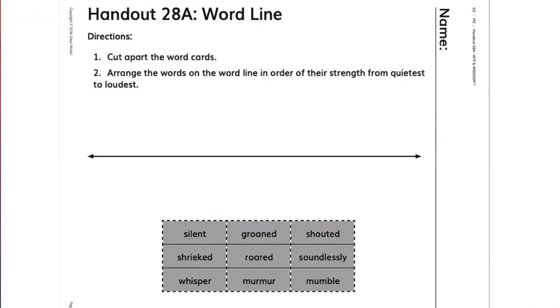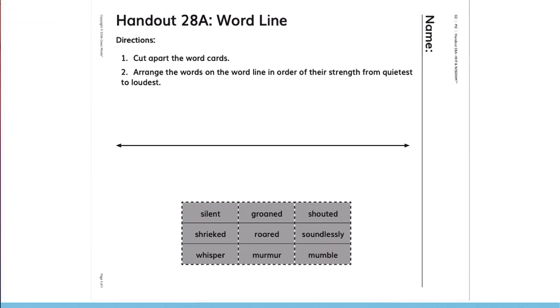So looking at our words, what do you think would be the quietest? It would go on the left of our line. You think silent is the quietest? I think so too. So let's go ahead and put silent on the left. So this will be our quietest word. Out of all the words, that is the quietest. And you can cut that out with your scissors. If you rather just write the words on the line, that's fine.